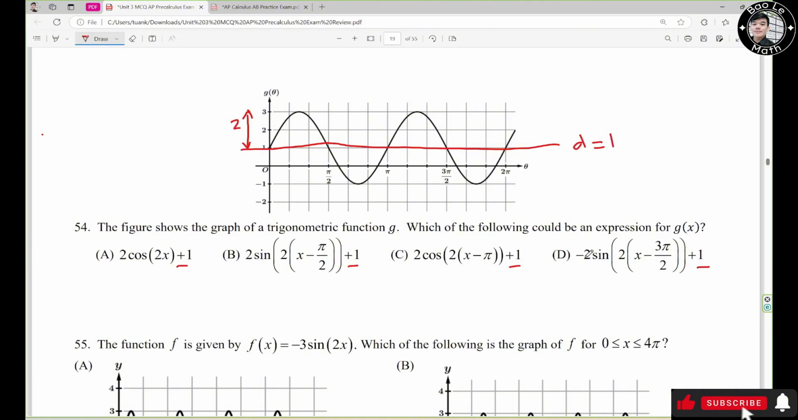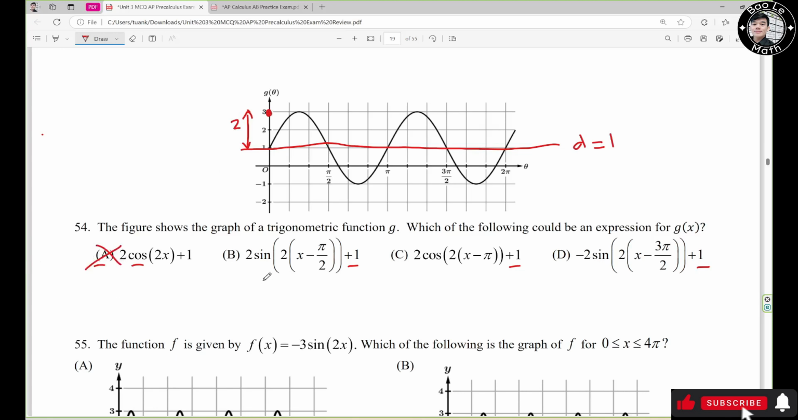And remember that if you have a negative sign, it could have the reflection depending on where you start the function, which means the phase shift, right? Answer choice A is a cosine function. Cosine function starts from the maximum, right? There is no phase shift, and starting from the maximum, there is nothing right here, right? You must start right here, so the answer choice A is wrong.